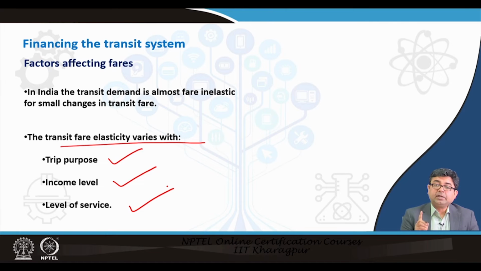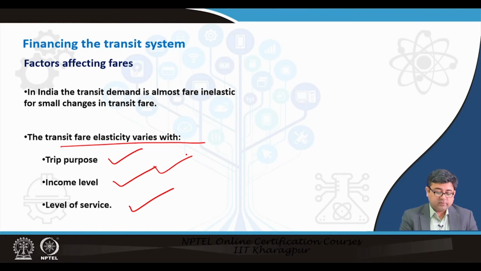Trip purpose means it is fairly inelastic when you are going to work. When you are going out to work every day, you know that this work is a very important place, you have to reach there, you have to use public transportation. So, even if the fare is a little bit higher, I am willing to pay it. However, if it is a weekend trip where you are going for leisure, to a movie theater or something, you may think twice whether, if the price is higher, you would be willing to pay for it or not. So, that is what is called trip purpose.